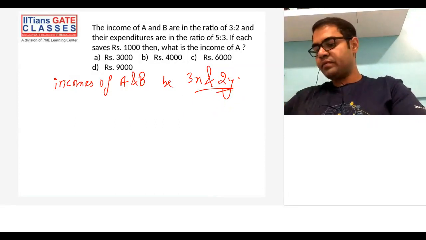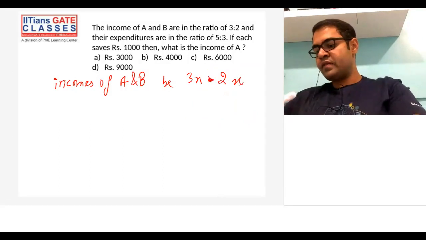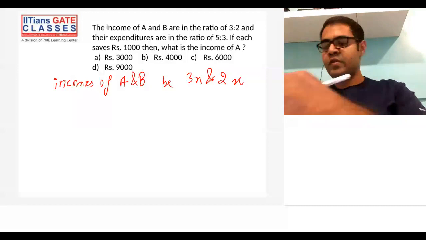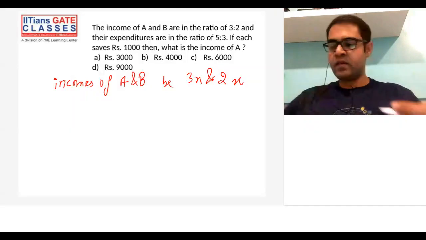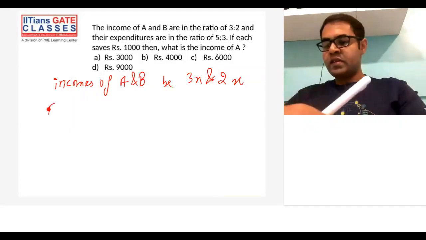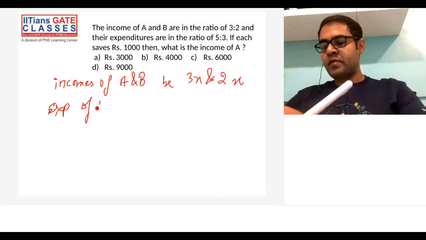X, right? Because they are in the same ratio. So I can't assume 3x and 2y. Okay. Now these are the incomes. Now expenditures of A and B.